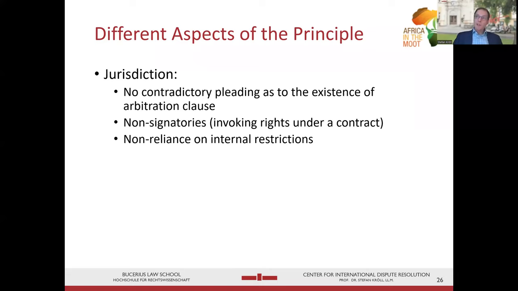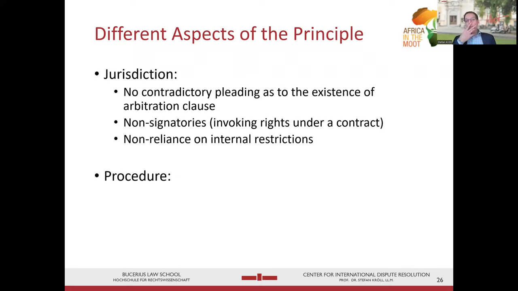And then you have the specific principle set up in our case here. You cannot rely on internal restrictions you have imposed yourself as a government or government entity if you have entered into an arbitration agreement. However, again, there may be limits to the principle of good faith. No one would doubt that if you know that a company is represented by someone who has no power of attorney, you cannot rely on a contract signed by that person. So maybe there's a limit here to this non-reliance on internal restrictions.